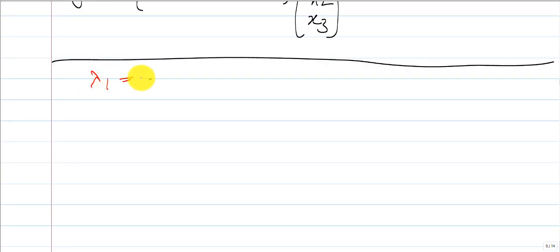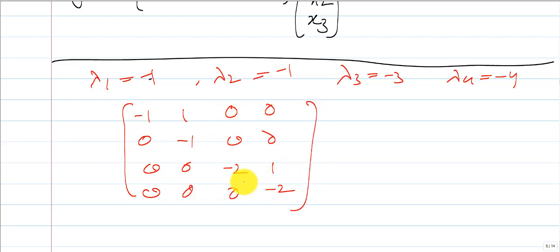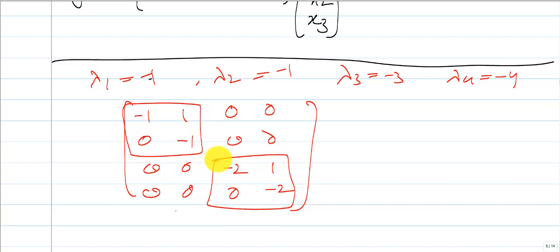If lambda 1 is minus 1, lambda 2 is minus 1, lambda 3 is minus 3, and lambda 4 is minus 4, then the A matrix, the system matrix, will have these eigenvalues on the diagonal. The rest of the values will be, this will be one Jordan block, 0 0 0 0 0, and this will be another Jordan block. So in this system we have these two Jordan blocks for the repeated eigenvalues.